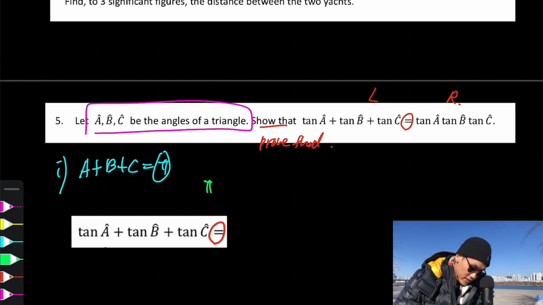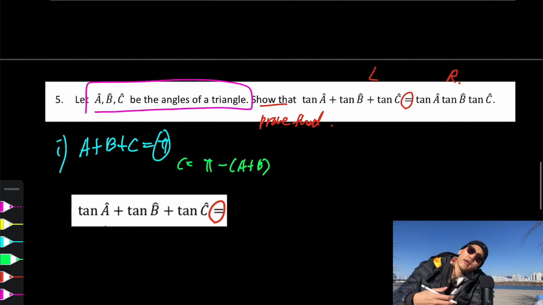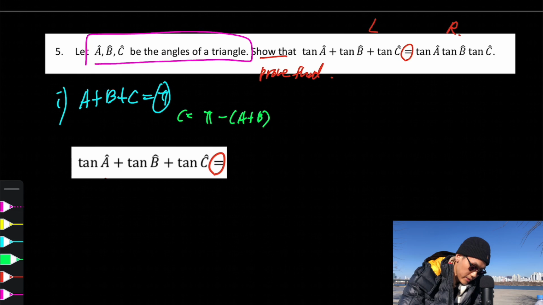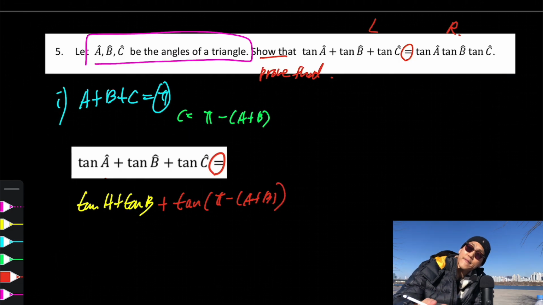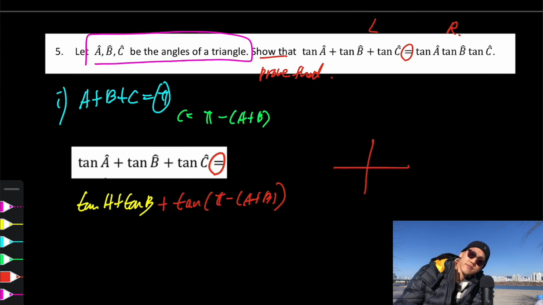How should we do? Let C be, let's say, pi minus A plus B. That's a very great start, because you are trying to use the available option. So from this one, I have the same equation of tangent A plus tangent B, but now I'm letting tangent C be tangent of pi minus A plus B. That is great. And it's a reference angle, you see. I'm only changing the sign, whether it's positive or negative.